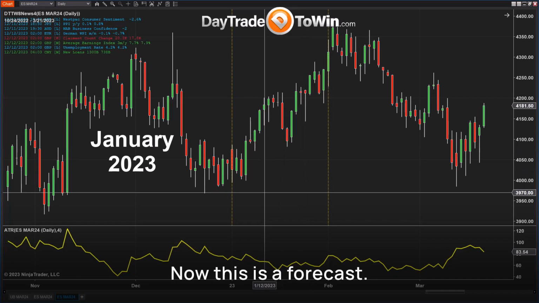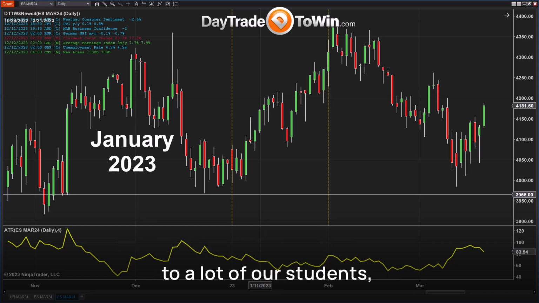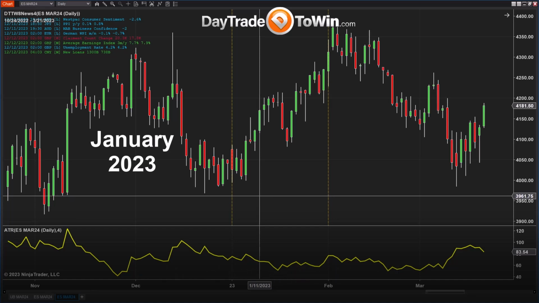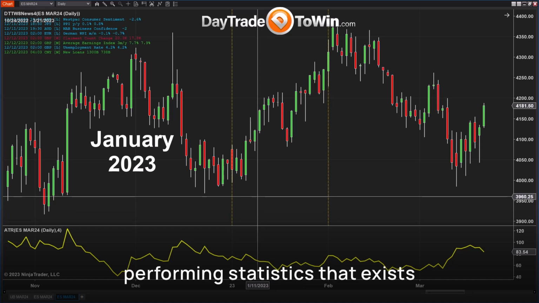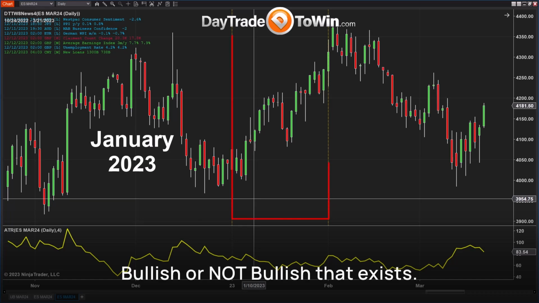Now this is a forecast. It's a very strong forecast. It's called the January effect. I've been teaching this for over 20 years to a lot of our students. And this January effect is still one of the highest performing statistics that exists to tell us the type of year, bullish or not bullish, that we have.